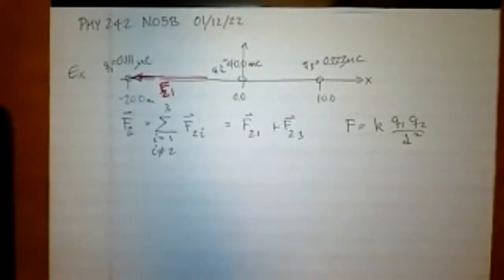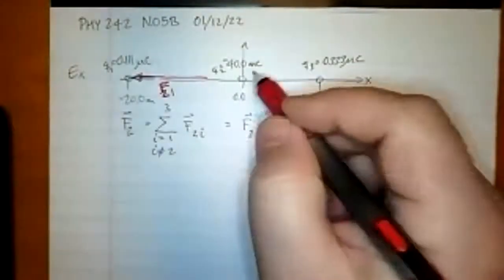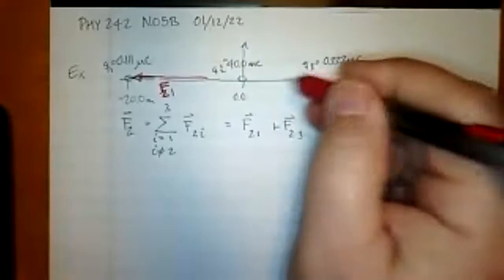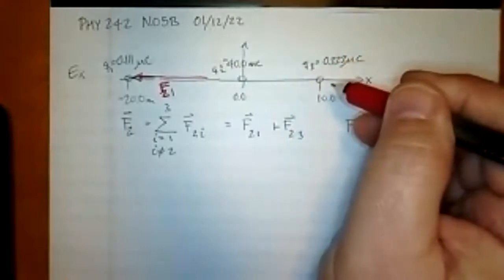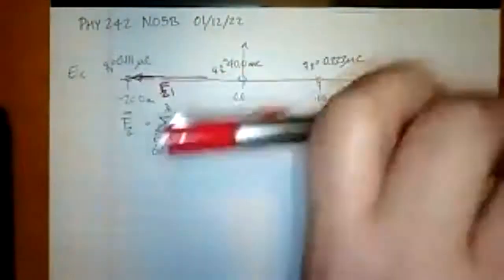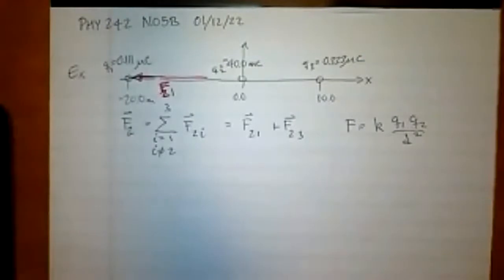Now, what I also know is that this one's positive and this one's negative. So this force over here is also tending to pull Q2 towards it. So in that case, I really do have a green vector.